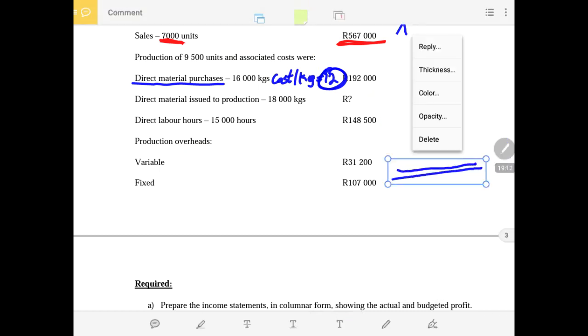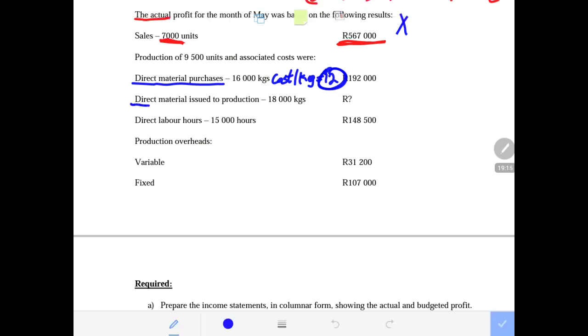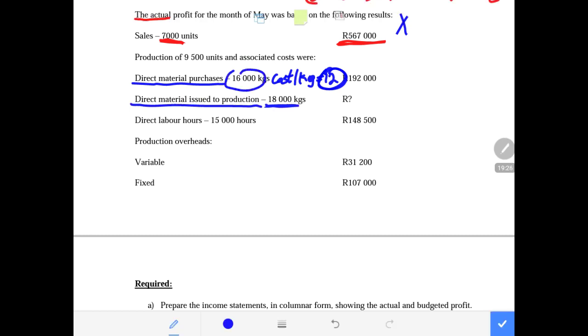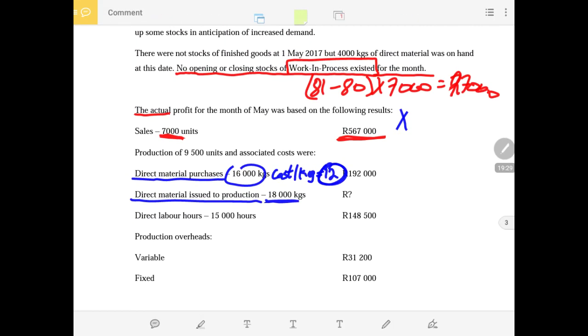It further says that direct material was issued to production. We issued 18,000 kgs of material. Remember, we only bought 16,000 kgs of material, but there must have been some material available for us to do so. So we issued the 18,000 kgs of material, and the question now is how much will be the total cost of the 18,000 kgs of material? That is our main focus.